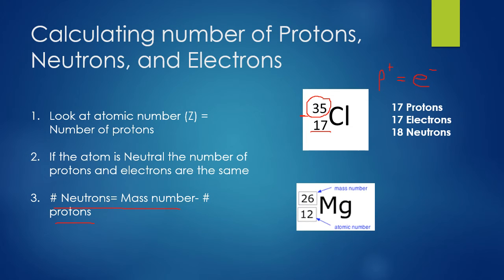Let's look at another example. Here's another nuclide symbol representing an isotope of magnesium. We have a mass number of 26, and then they give us the atomic number of 12. The atomic number is the number of protons. Since it's a neutral atom, that means we also have 12 electrons. To calculate the number of neutrons, we simply subtract the mass number of 26 minus the number of protons, 12, to get a total of 14 neutrons.